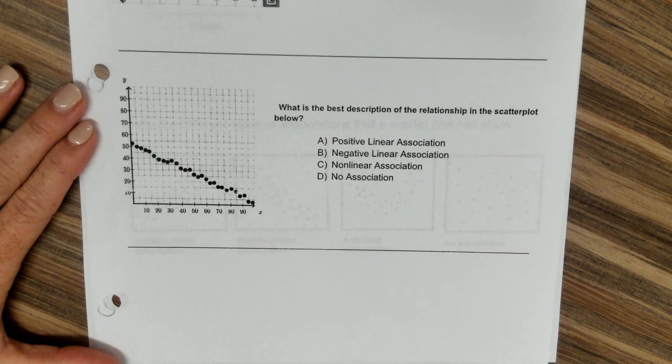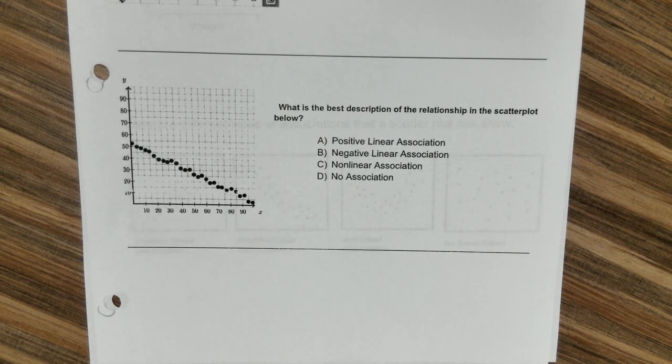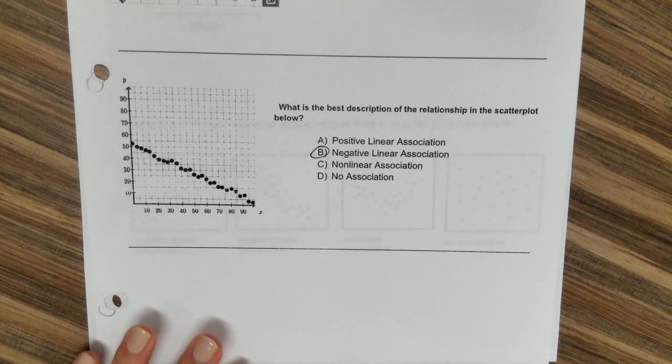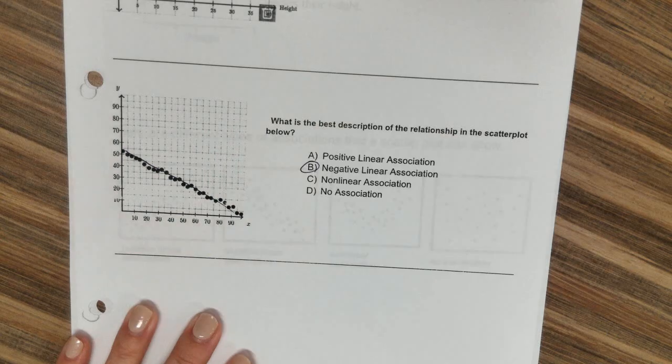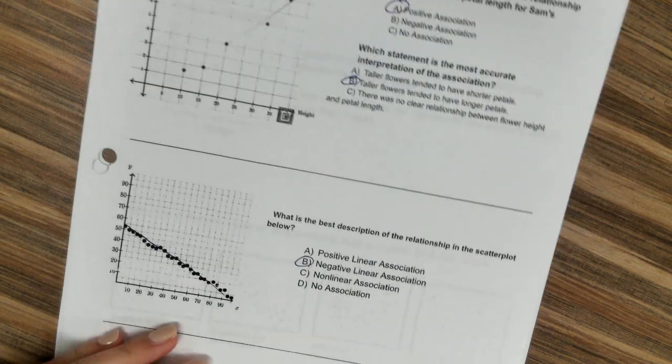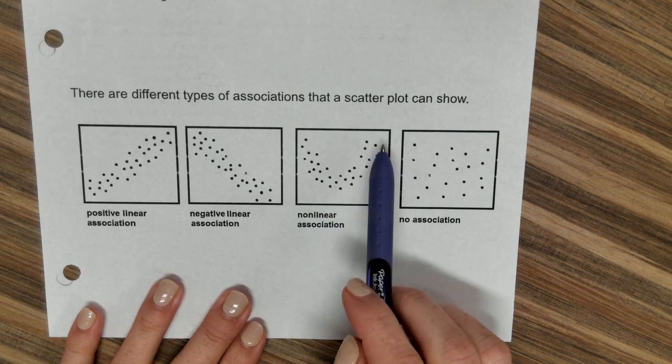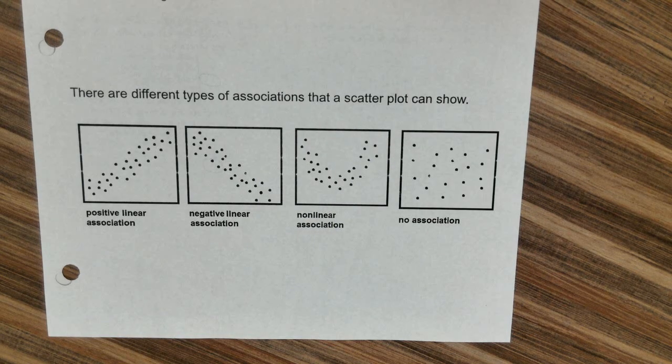Okay, the last question says, what is the best description of the relationship in the scatter plot below? I'm going to give you a second to read the answer choices, and pick your answer. Okay, what do y'all think? B, negative. Why is it negative? Because it's moving downward. What is nonlinear? Remember, nonlinear is a curved pattern, going up and down or down and up.